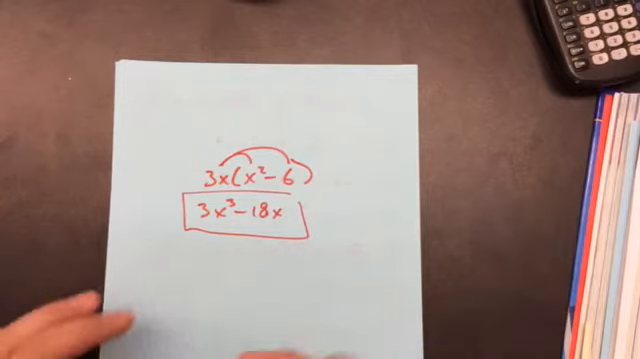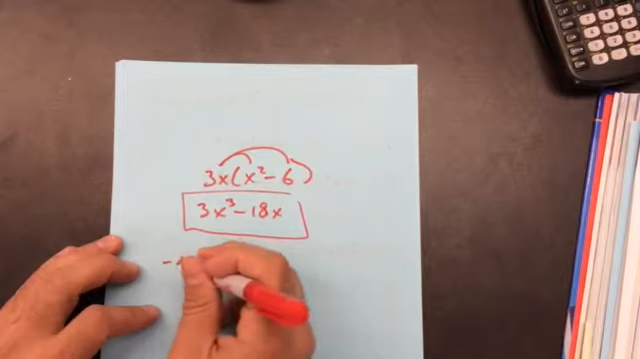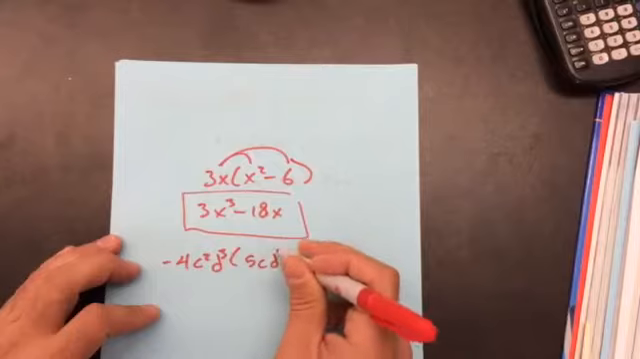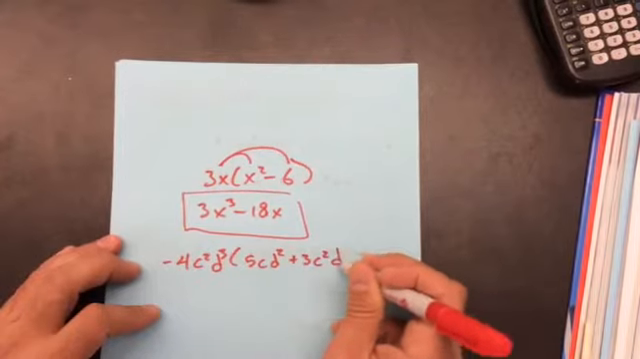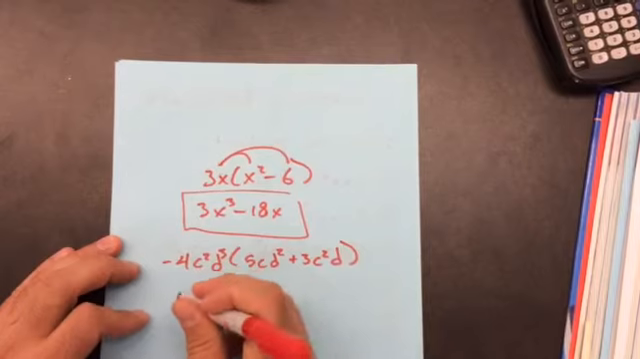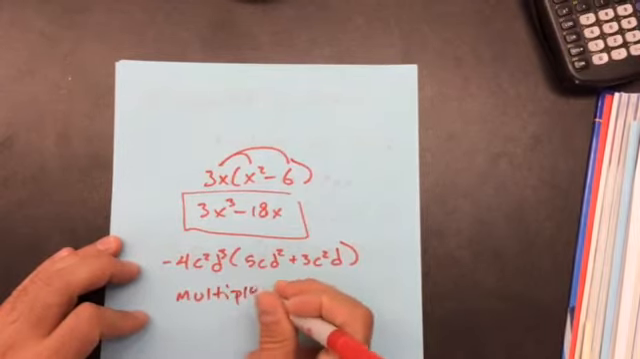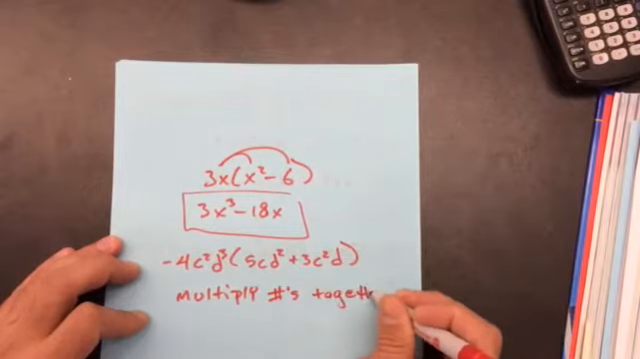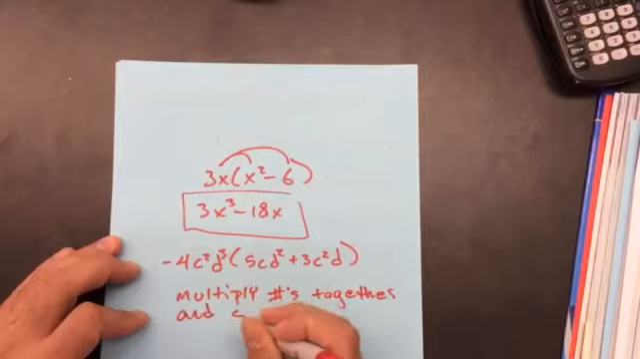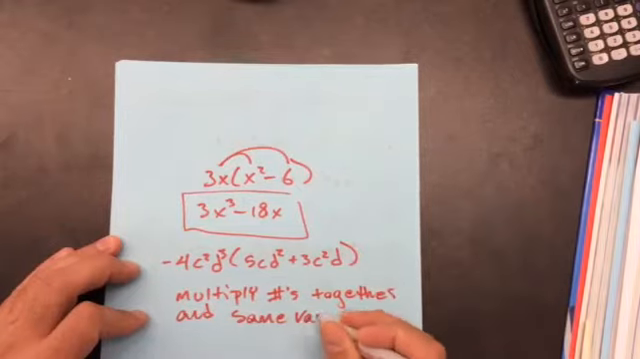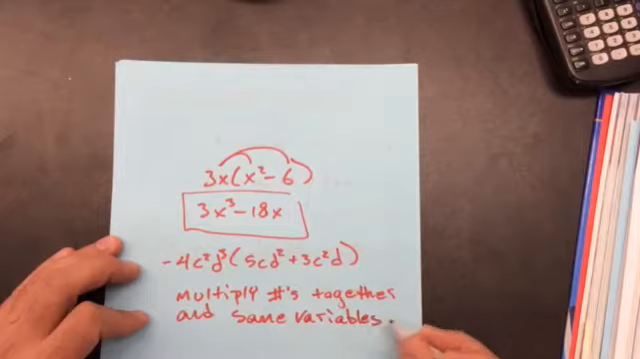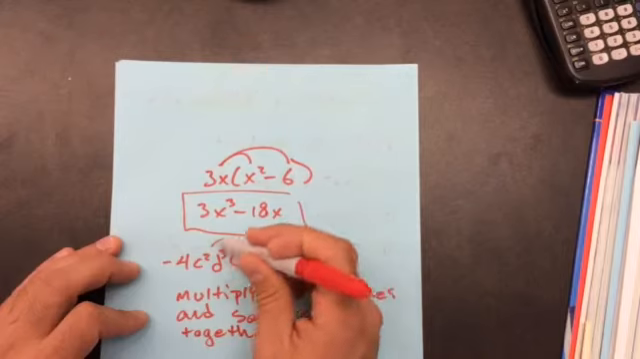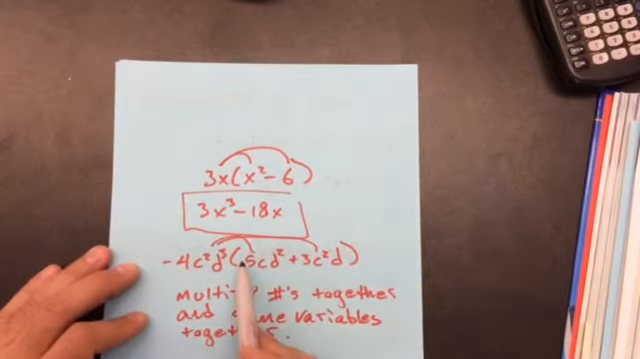What we'll do to make it a little bit more complex now is we'll put something like negative 4c squared d to the third times 5c d squared plus 3c squared d. Now what you're going to do is you're going to multiply numbers together and same variables together. But it's still just distribution. So I'm going to do negative 4 times 5 is negative 20.